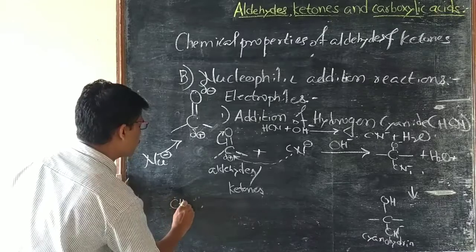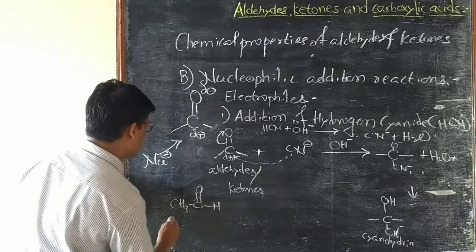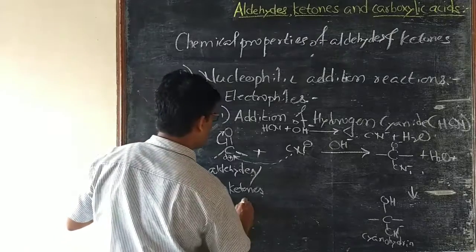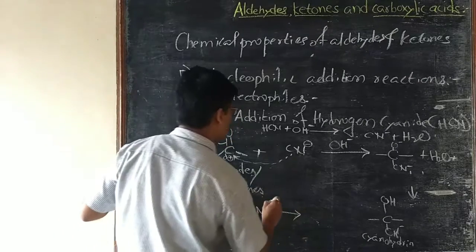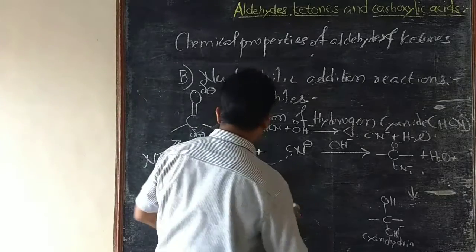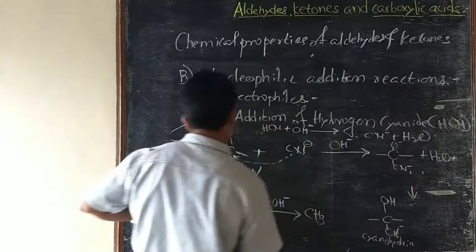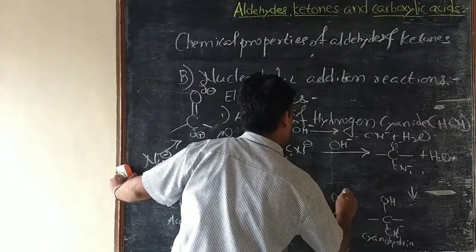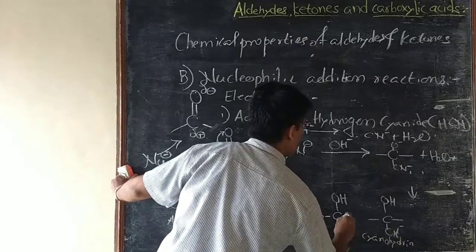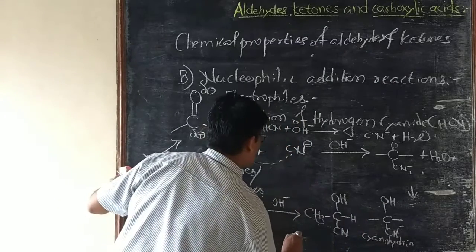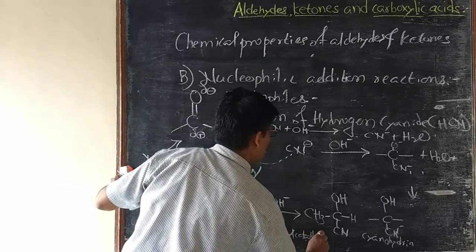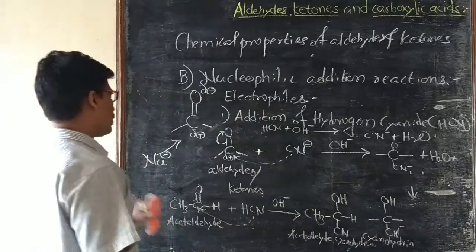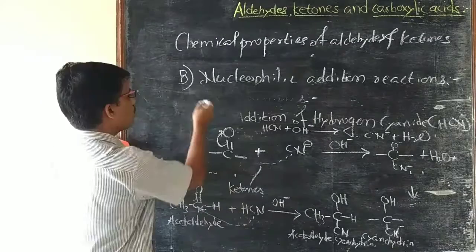For example, acetaldehyde when treated with HCN in presence of alkali OH minus gives its cyanohydrin, that is, the CN minus goes to the carbonyl carbon, and it forms OH, CN, and here H. It is called acetaldehyde cyanohydrin.